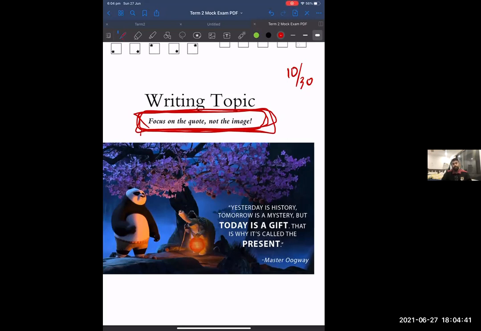Next thing is structure, right? You need to have a structure. You need to have a beginning, middle, end. But more specifically, you need a problem for your characters. You need a rising action. You need a falling action. You need a climax and a resolution. You need all those different things. If you don't have those, you'll get low marks.